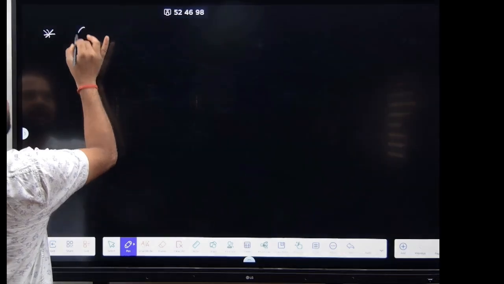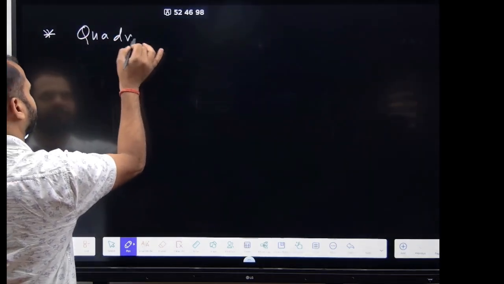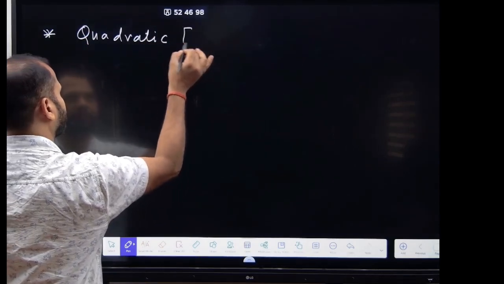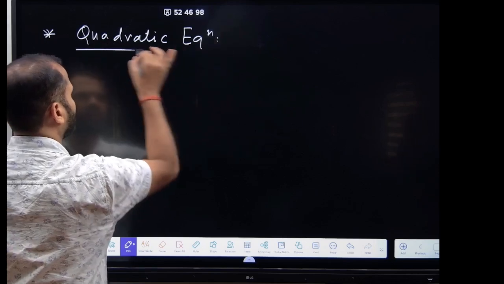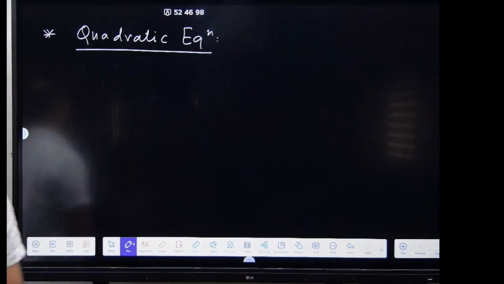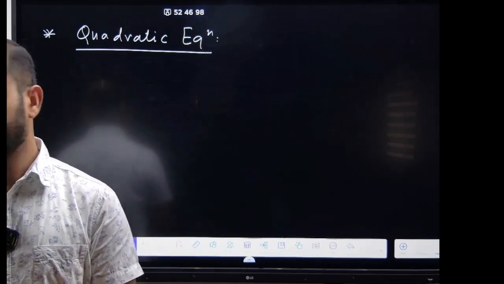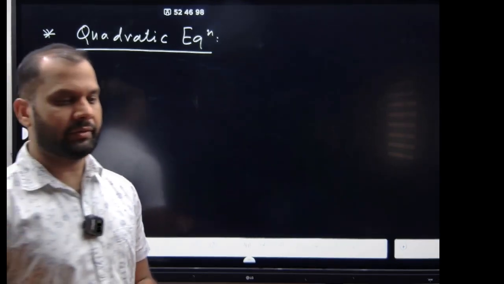So, this next chapter you read on complex number and quadratic equation. Write down complex number. First I will teach you quadratic equation a little bit. As the name suggests, quadratic means the maximum power of the variable will be 2, right? Maximum power of the variable will be 2.